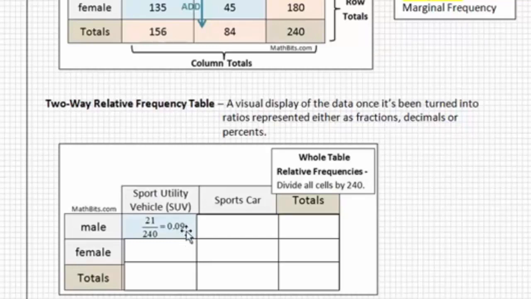So I want you to pause the video here and see if you can continue. So you do 39 divided by 240, 135 divided by 240, so on and so forth. And then resume the video when you're ready to check your work with mine. Let's see how you did.